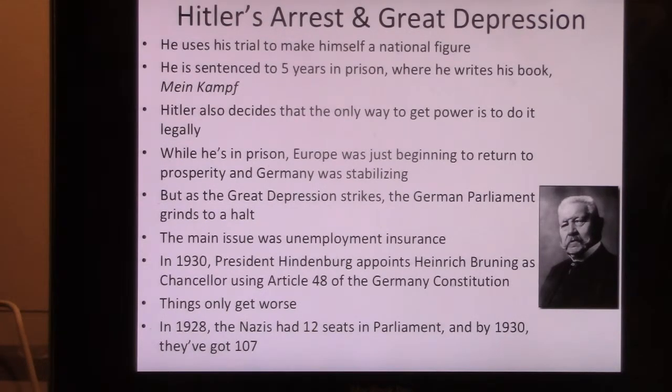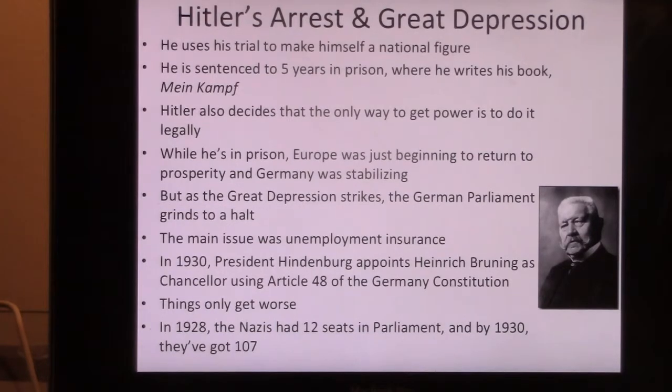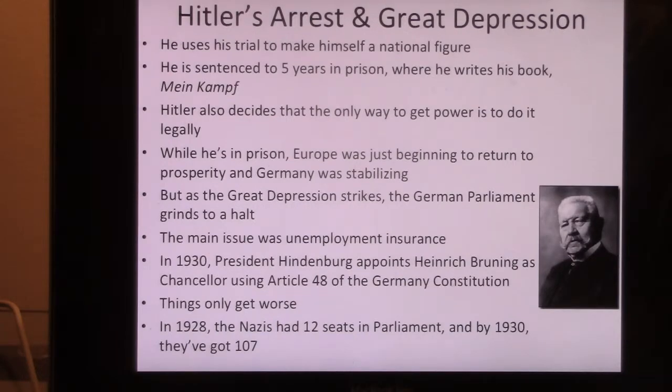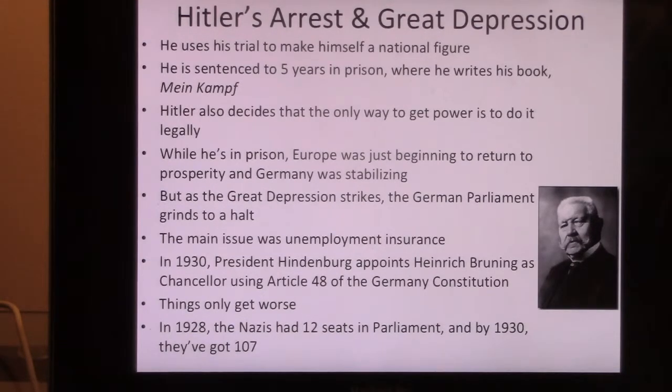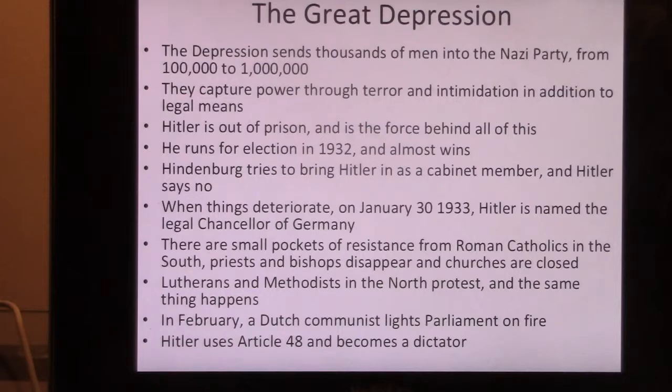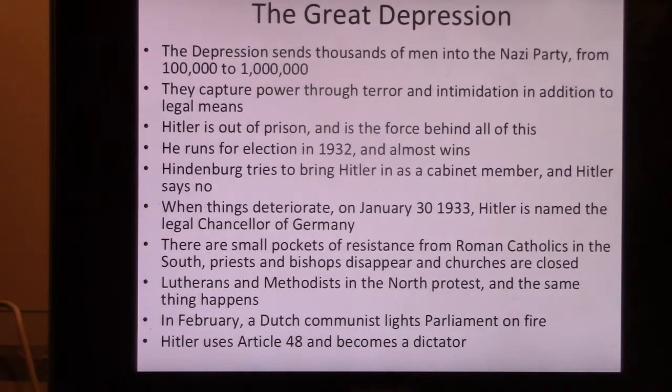And this is the year 1928 when Adolf Hitler gets out of prison. When Hitler gets out of prison, the Nazis only have 12 seats in parliament. When he reassumes his role as a political speaker and recruiter, 2 years later, the Nazis have 107 seats, right? A third of the Reichstag. The combination of the Great Depression and Hitler's oratory will send thousands of young men into the Nazi Party. Their numbers swell from about 100,000 to well over 1 million.